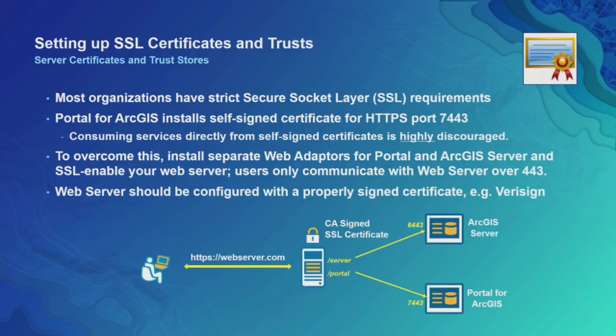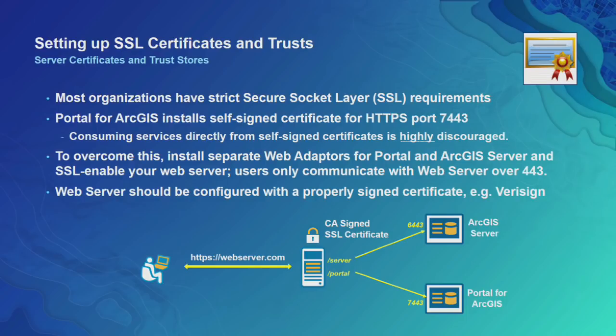So most organizations these days, in the spirit of encryption and protection of your environments, have strict SSL requirements. If you're not aware, anytime you install Portal for ArcGIS or even ArcGIS Server, the web services and REST endpoints that run as part of that software out of the box, on ports 7443 or 6443, for example, are actually running by default with what we call a self-signed certificate. In order to have an HTTPS connection running, some type of certificate has to be there.